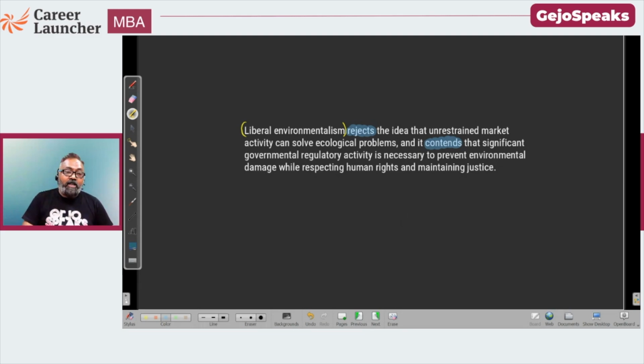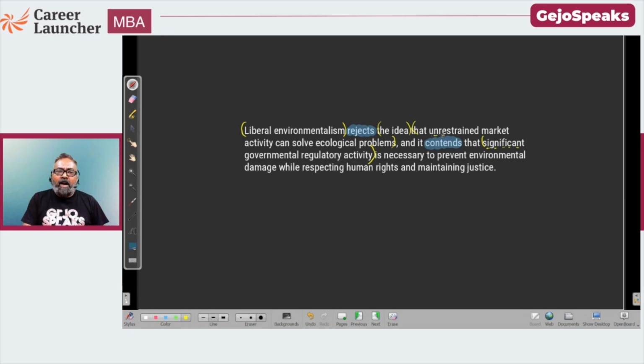Okay, what does it reject? Liberal environmentalism rejects the idea. What idea? That unrestrained market activity can solve ecological problems. That's the idea that they reject. And it contends, what does it propose? That significant government regulatory activity. That's like one chunk, right? Significant. What does significant mean? Significant is merely modifying the government regulatory activity. It's an adjective, right? So it's significant, important, huge.